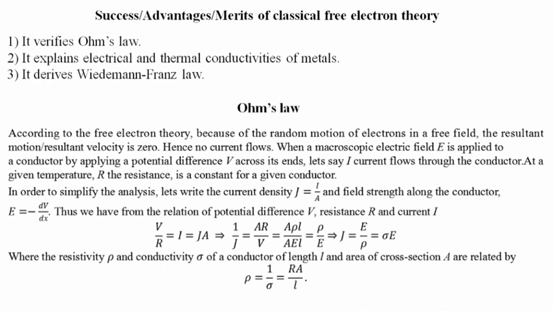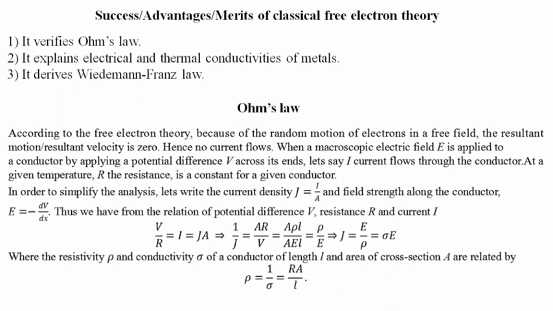According to the free electron theory, all of you know that because of the random motion of electrons in a field-free region, the resultant velocity of the electrons is zero. That means no current flows within the metal or conductor. However, when a macroscopic electric field E is applied to a conductor, then a potential difference across its ends is developed. Let's say current I flows through a conductor and R is the resistance. All of you know that the volume current density J is equal to current divided by the area of the conductor. And the field strength along the conductor E is equal to minus dV/dx, where V is the potential difference, R is the resistance and I is the current.